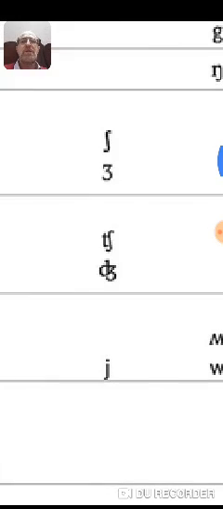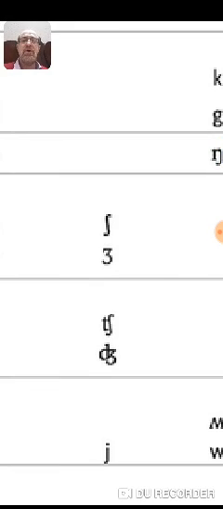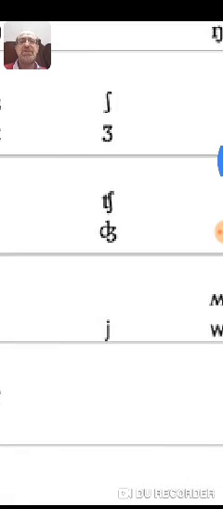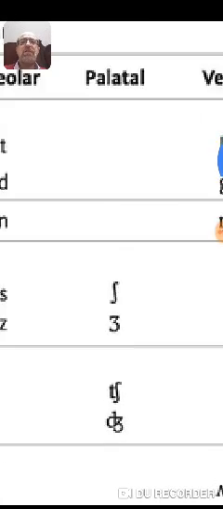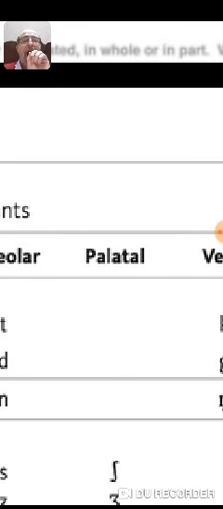We continue down to the end of the mouth. So we have sh and zh here, and ch and j and y. These are all palatals. Where? With the roof of the mouth.